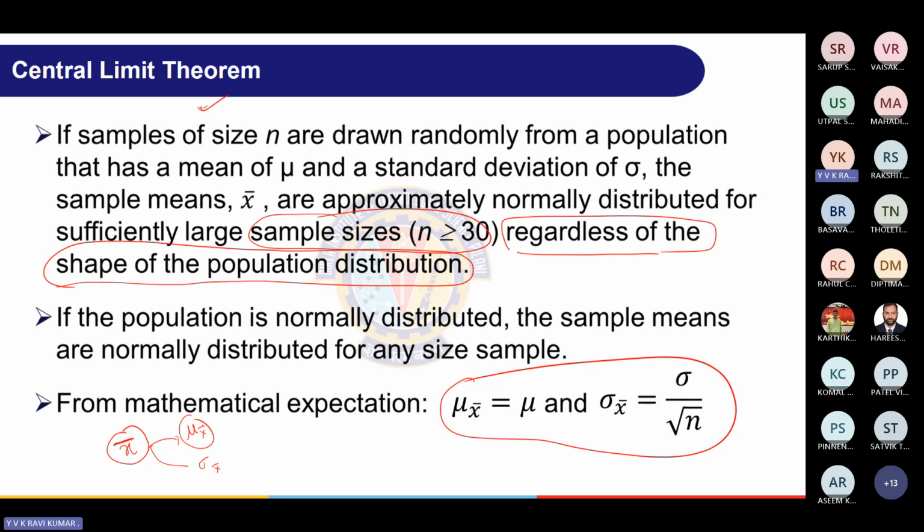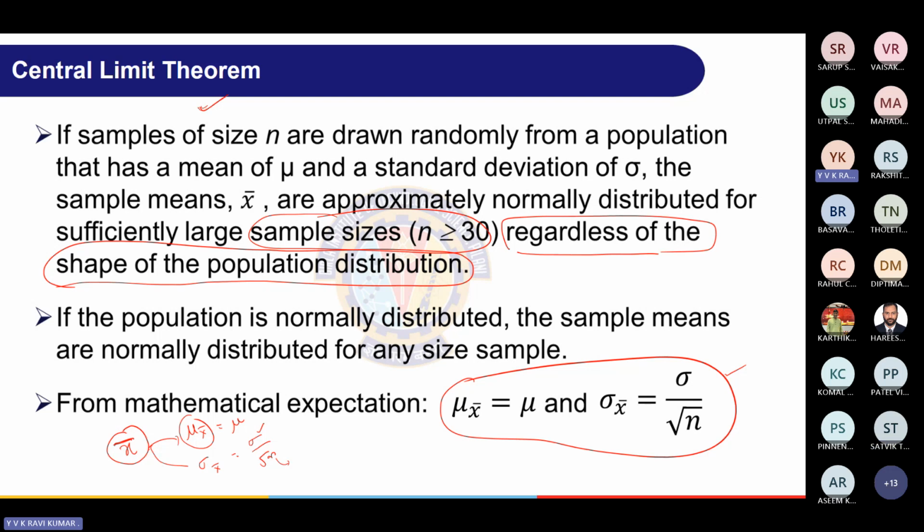Now, this says the mean of x bar is equal to the mean of the population. And sigma x bar is equal to sigma by root n, where sigma is the standard deviation of the population and n is the sample size. This is true for normal distributions. Not only normal, irrespective of the distribution, when n is greater than or equal to 30, this is true for any distribution. Yes, that is true.